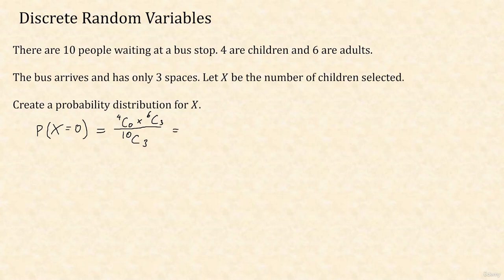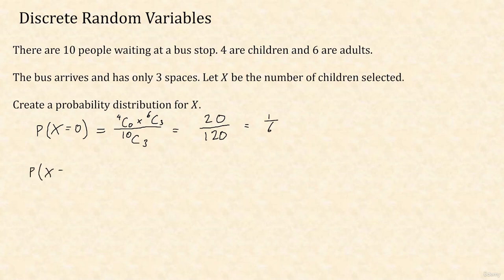So 4 choose 0 is 1, 6 choose 3 is 20, and 10 choose 3, that's the total number of ways of just choosing 3 people in general, is 120. So we get 1/6. That's the chance of choosing no children.